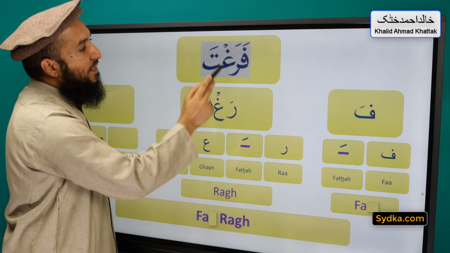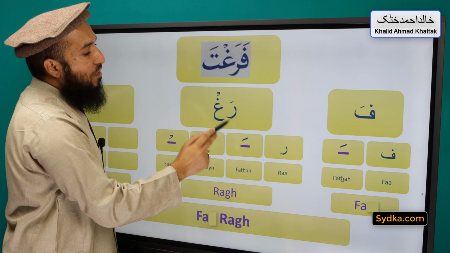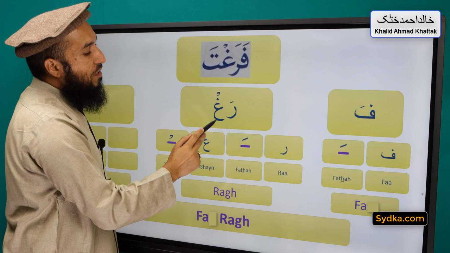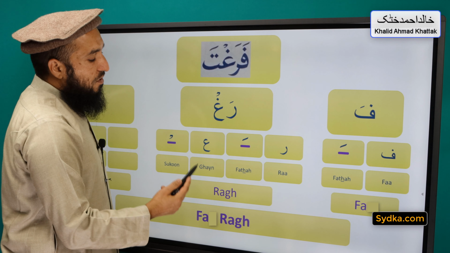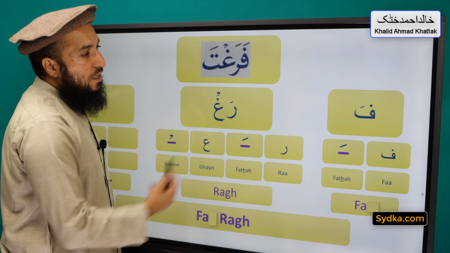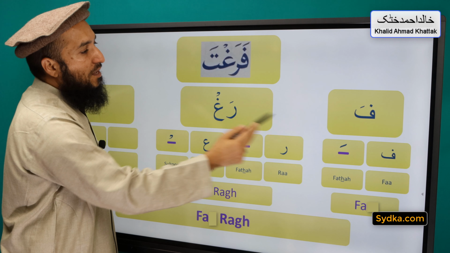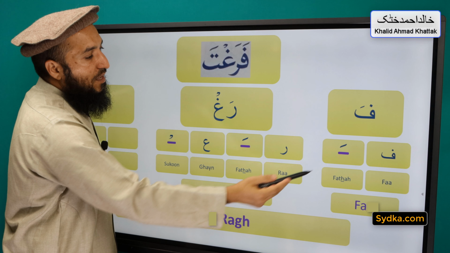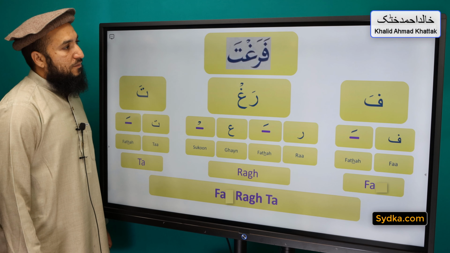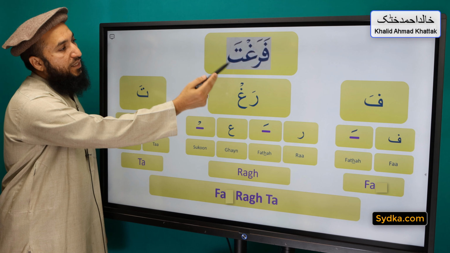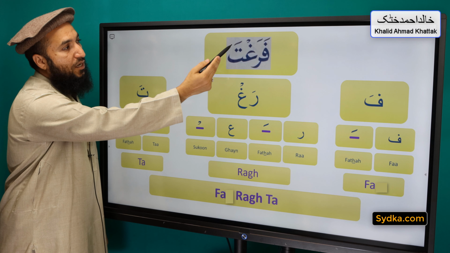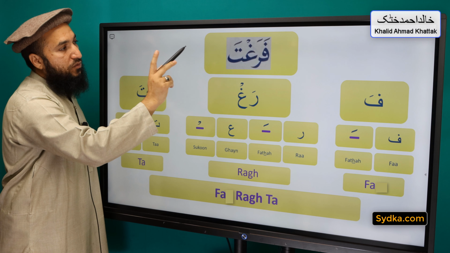Ra fatha ghain sukoon ragh. Combining these 2 syllables together we have faragh, faragh, faragh. The next syllable we have is ta fatha ta. Ta is a light letter, it has fatha on top of it, and it is prolonged for 1 count.